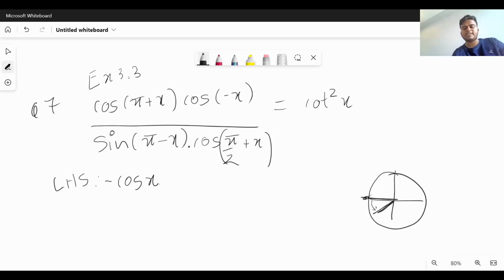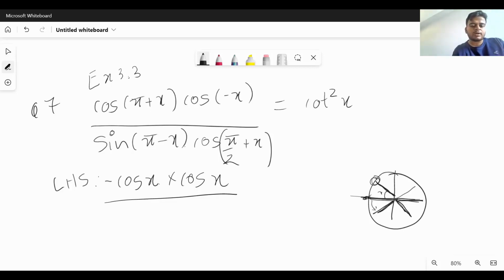Correct? Cos(minus x). Cos minus x is nothing but the mirror image of cos across the zero line, right? And we know that cos(minus x) is just equal to cos x. So I'll write cos x here. Sin(pi minus x). This is the pi line, so sin(pi minus x) would be somewhere here. If you consider this x, the sign would be positive. So I'll just write sin x.